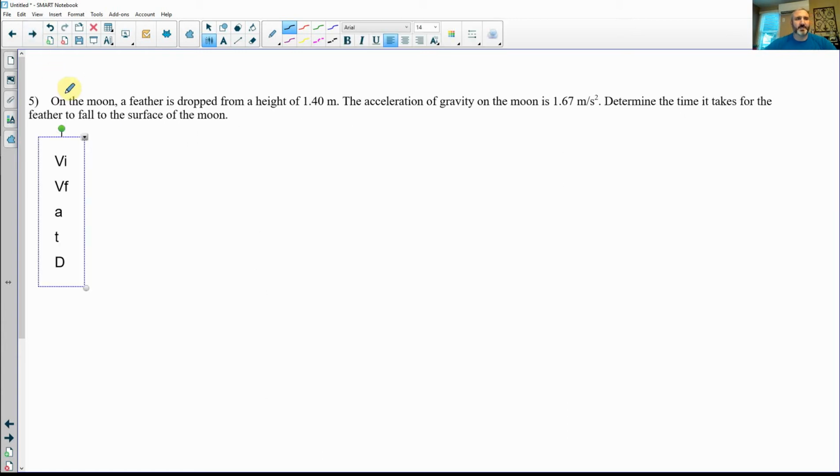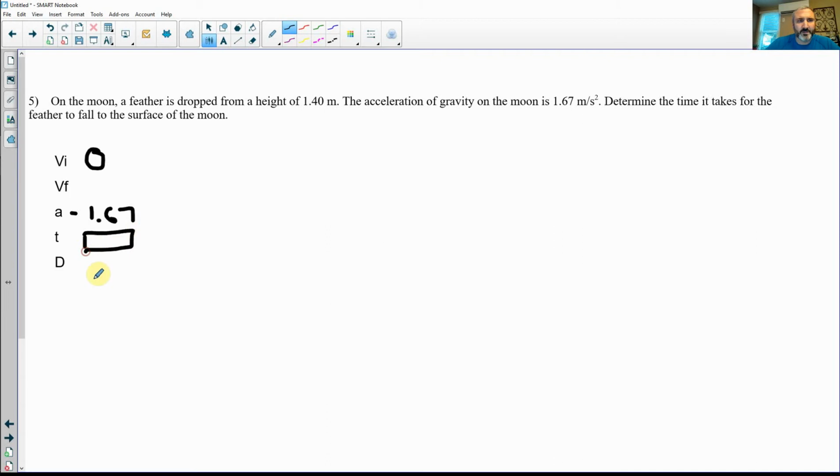So let's see what's next. On the moon, a feather is dropped from a height of 1.4 meters. The acceleration is 1.67 meters per second squared. Determine the time it takes. So VI is going to be 0. A is negative 1.67. T is what we're looking for, and the D is 1.4 meters. So we don't care about VF.